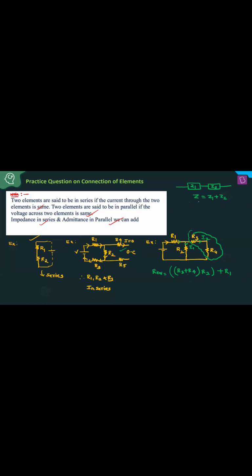Admittances in parallel. For example, this is YA. Before starting the problems, these observations are important. That's why I'm explaining. This is YB. Then what is Y equal to? YA plus YB. Clear? That you have to consider.